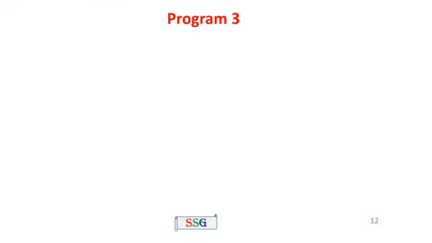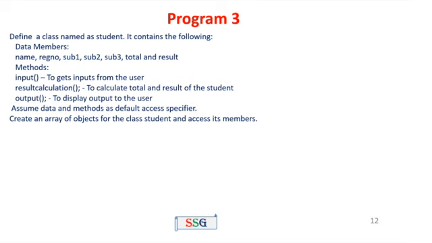The next one, the same program: define the class name student and all the things are the same. The last line: create an array of objects for the class student. That means the first program created only one object, the second program created only 2 objects. The next one is to create an array of objects for the class student and access its members.